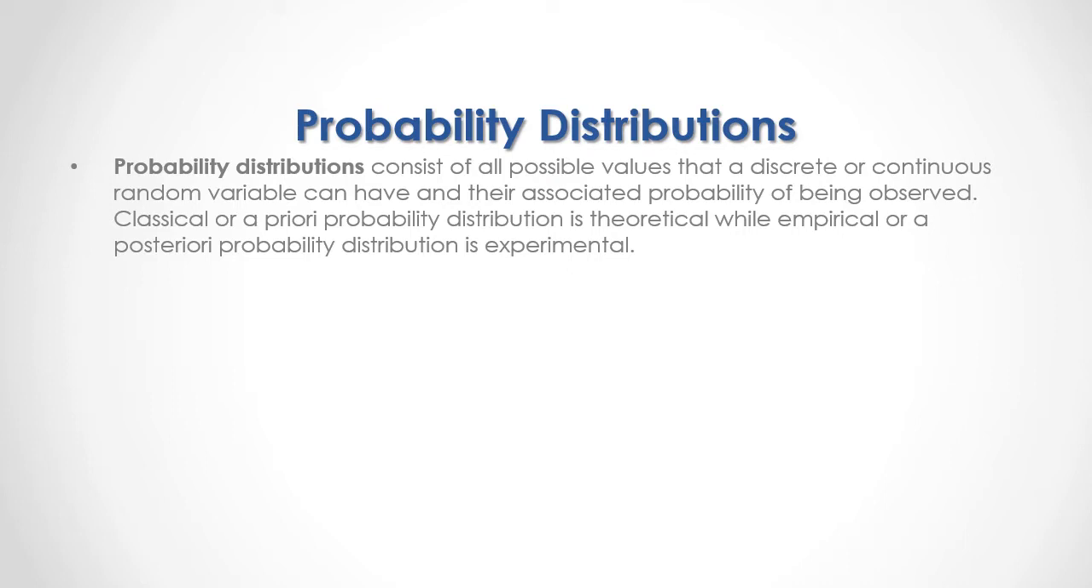Probability distributions consist of all possible values that a discrete or continuous random variable can have and their associated probability of being observed. Classical or a priori probability distribution is theoretical, while empirical or a posteriori probability distribution is experimental.